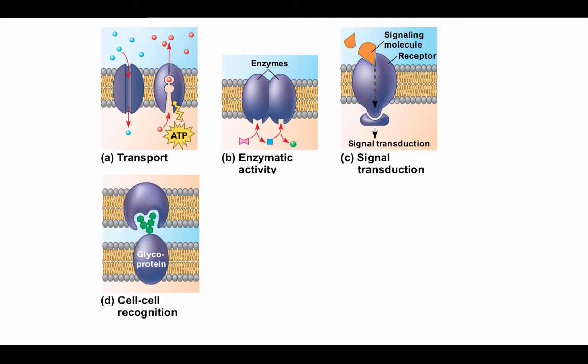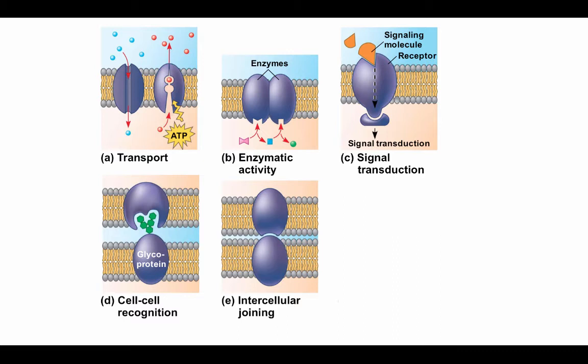Cell-cell recognition we've talked about quite a bit with these glycoproteins, the proteins that have carbohydrate chains covalently bonded to them so other cells can recognize that they are perhaps part of the same multicellular body, or if these glycoproteins are on a bacterium that invades your cell, your body can recognize them as not belonging there and attack them.